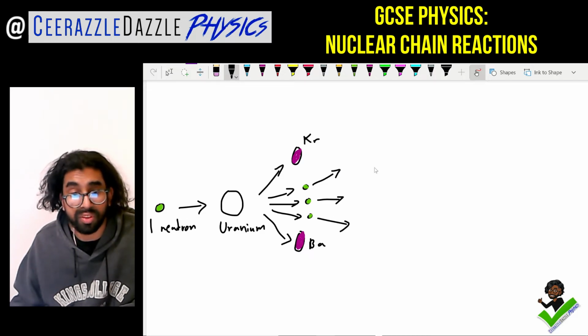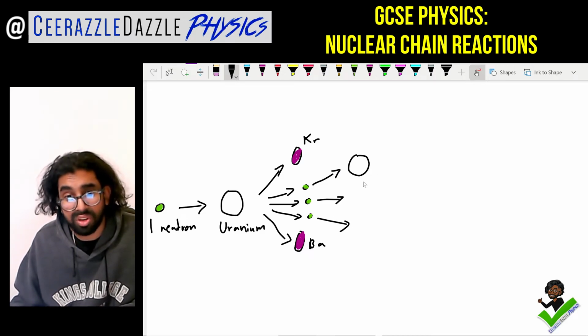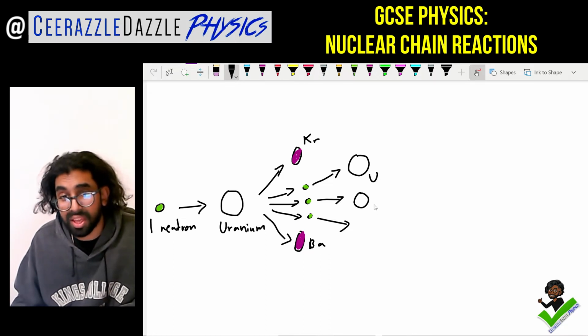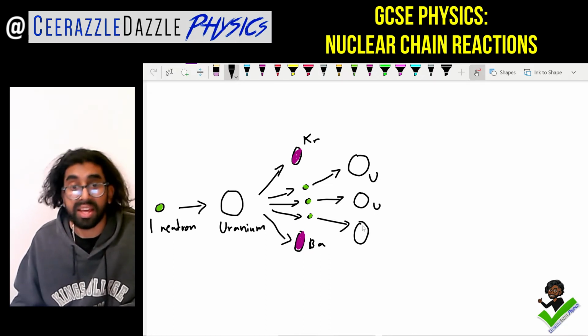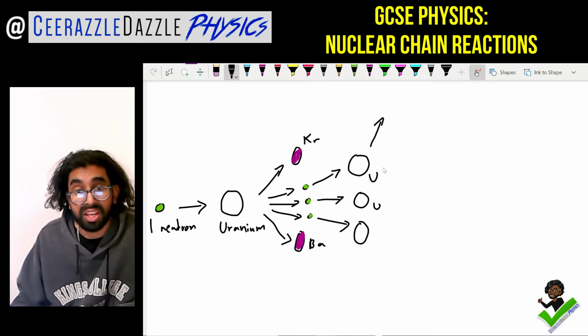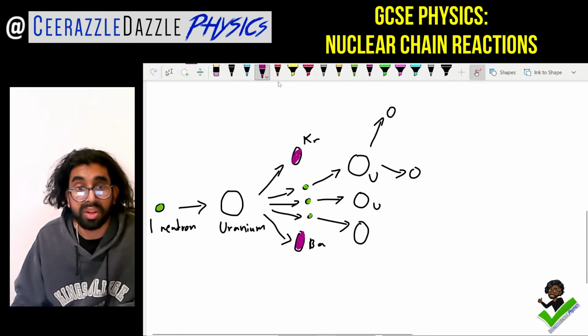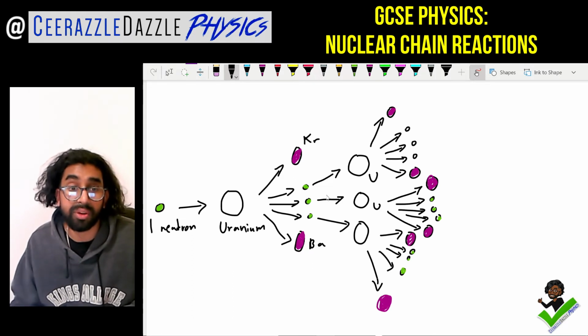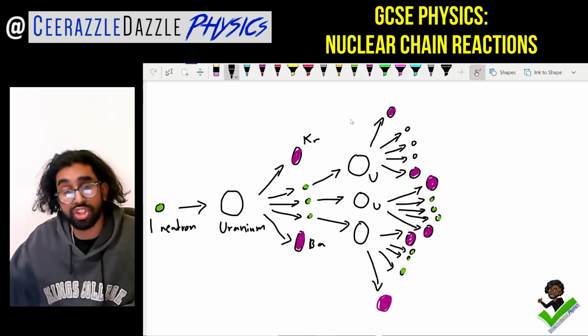So let's draw it over here. So there's another uranium nucleus, uranium. I was going to put U down for uranium, so let's put down one uranium there, another uranium there, and another uranium there. And then these guys will then split themselves. So look, this one will split. There we go. So this makes its own krypton and barium. There we go. So as you can see, I've tried to draw it out here. So I've tried to draw out the next chain of events.